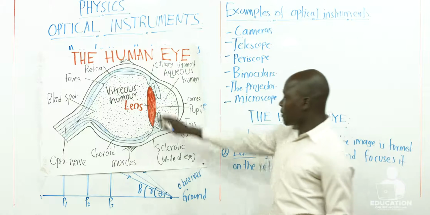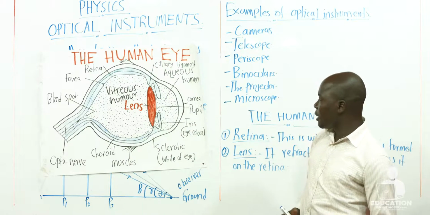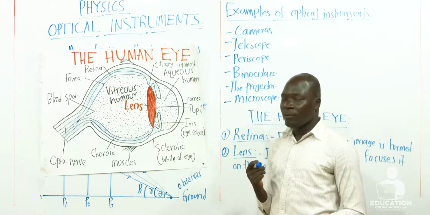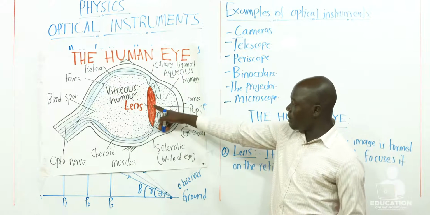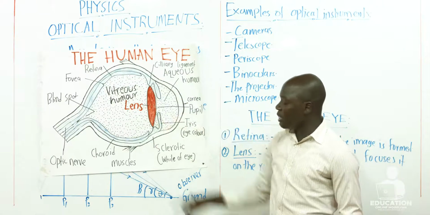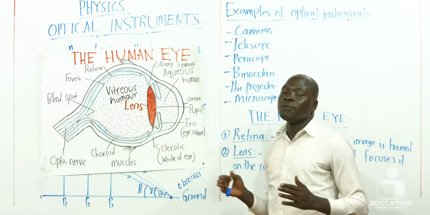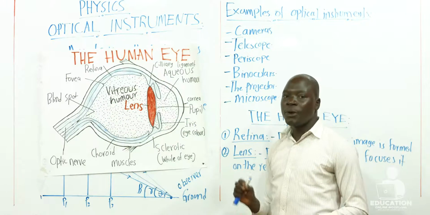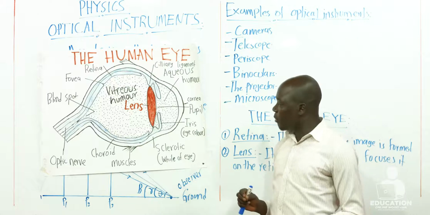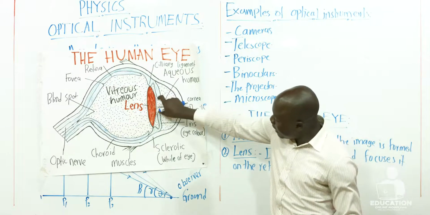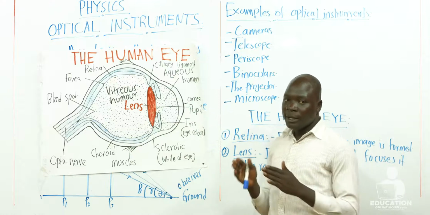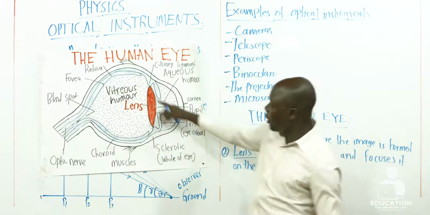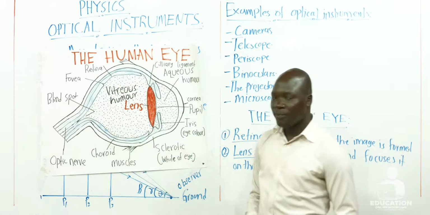So the lens refracts rays and focuses them on the retina, which means when a ray of light enters our eye and touches the lens, since this is a convex lens, the ray will always converge to a certain point. The point where the ray will converge is the point where the image will be formed. So the lens in the eye will focus the image to be formed on the retina, or the screen of the eye.